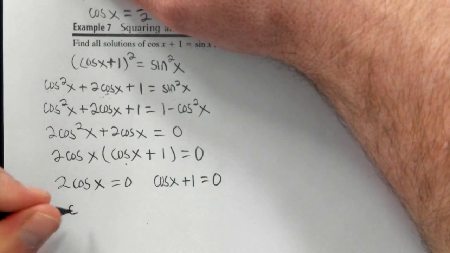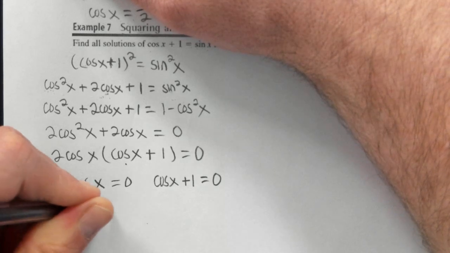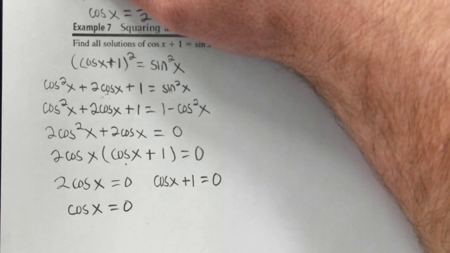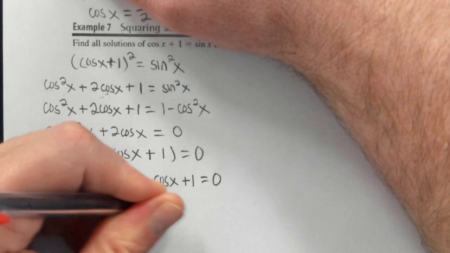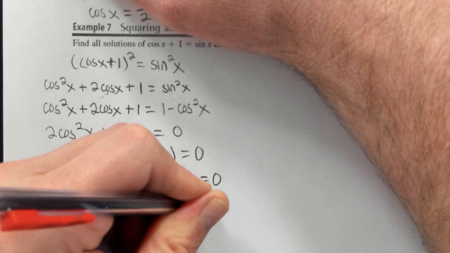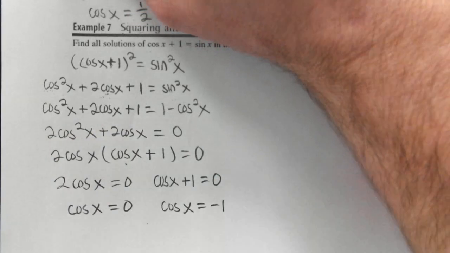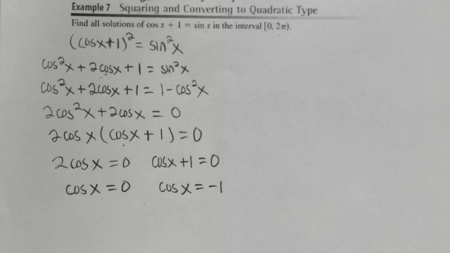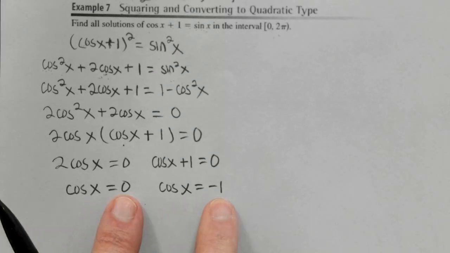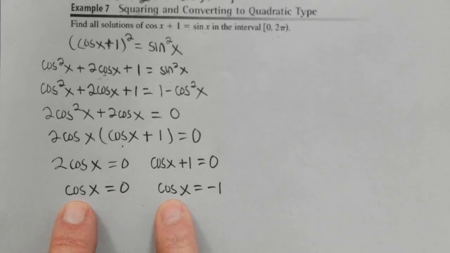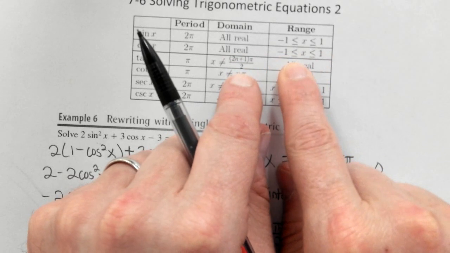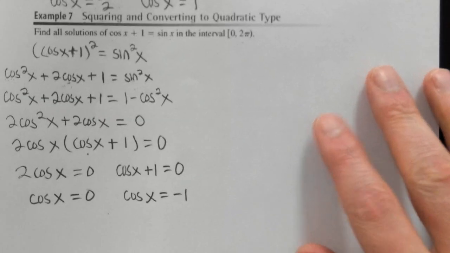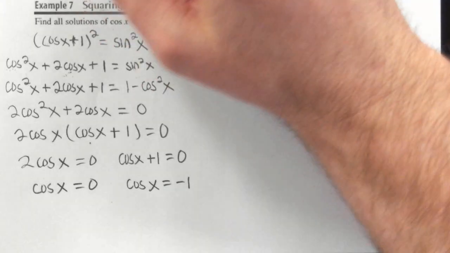Divide both sides by 2, and I've got cosine x equals 0. And from the other one, I'll move this over, and I've got cosine x is equal to negative 1. Now remember, once you get down to this point, before you go any further, make sure that this is in the range for the trig function. Cosine, are 0 and negative 1 in the range? 0 is in the range, negative 1 is in the range because it's equal to, so we're good there. So both of these will yield solutions. Let's see what those solutions are.